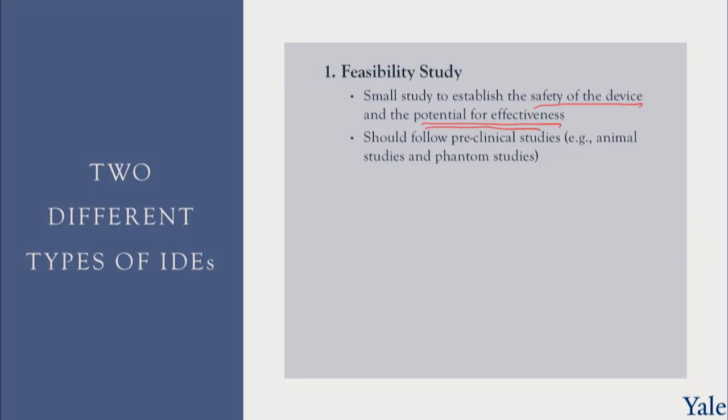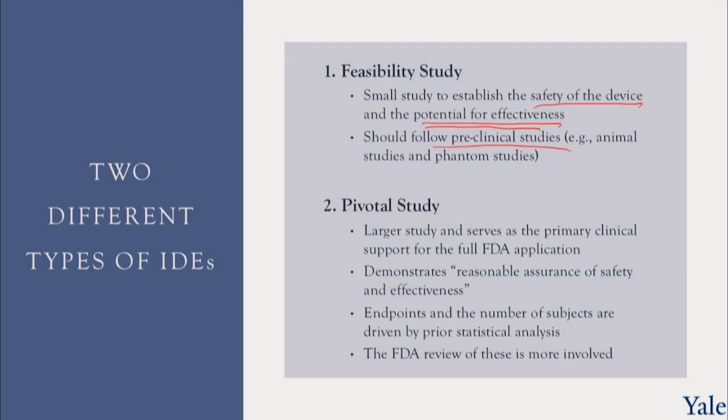So safety first: this thing is safe and it's likely to work. And this should follow the usual preclinical studies, for example, animal studies, phantom studies, all the things you do before you think about going to humans. And the next step is a pivotal study. This is a larger study, and this really serves as the primary clinical support for the full FDA application. This is used to demonstrate reasonable assurance of safety and effectiveness, and the endpoints and the numbers of subjects are driven by prior analysis. This is the power analysis we talked about last week.